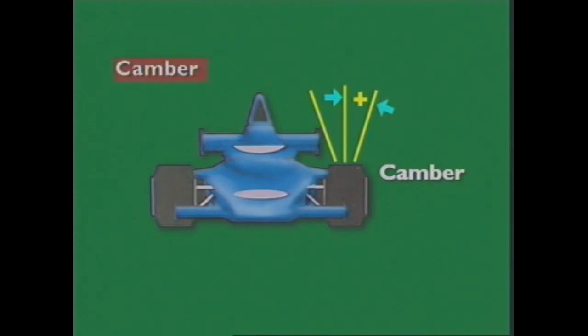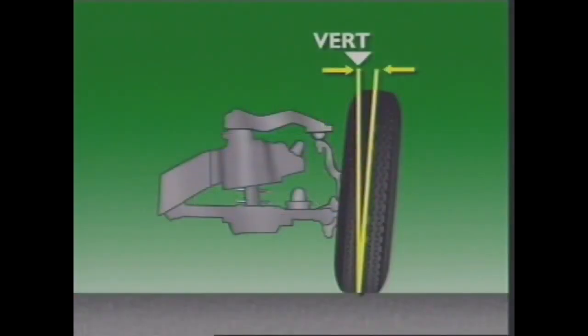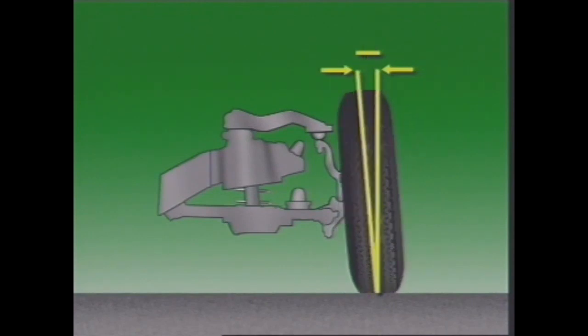This section examines camber. Camber is viewed from the front of the vehicle, and it is the angle of tilt of the wheel from the vertical. A wheel that leans away from the vertical at the top is said to have positive camber. A wheel that leans towards the vehicle is said to have negative camber.